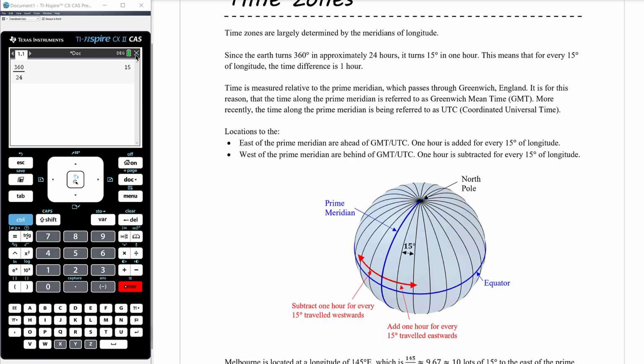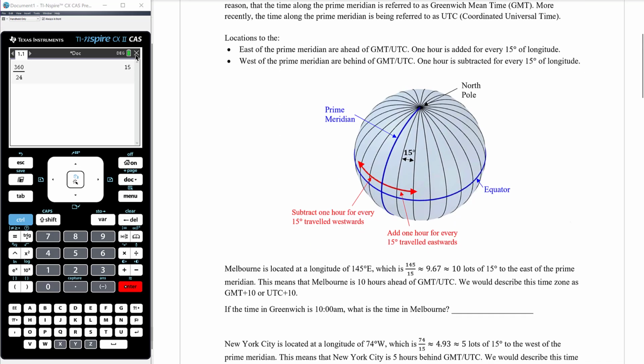Locations to the west of the prime meridian, as we head around this way around the Earth, have 1 hour subtracted for every 15 degrees of longitude, so they are behind GMT or UTC. As I said, in Australia we are quite a long way ahead.